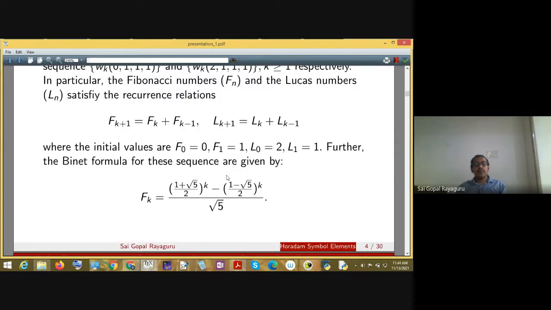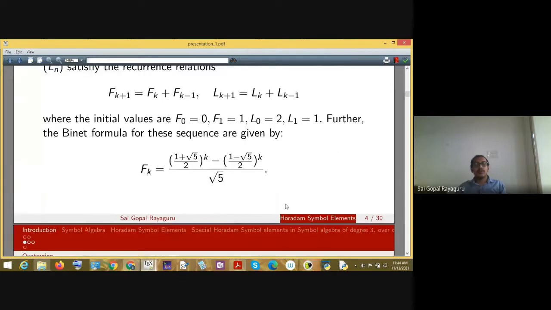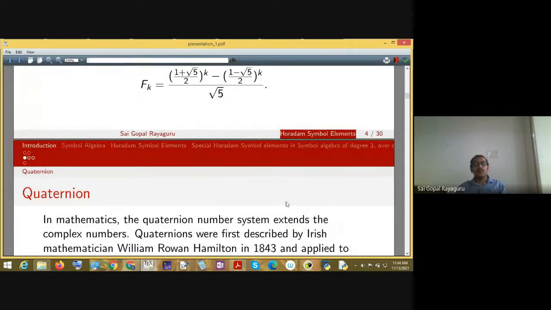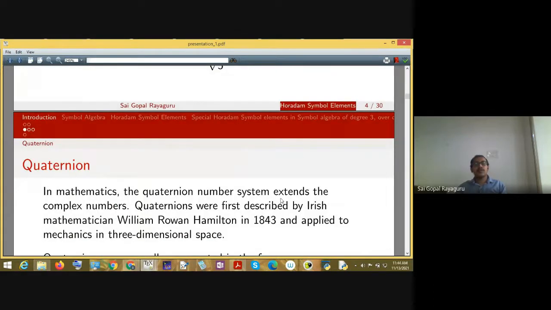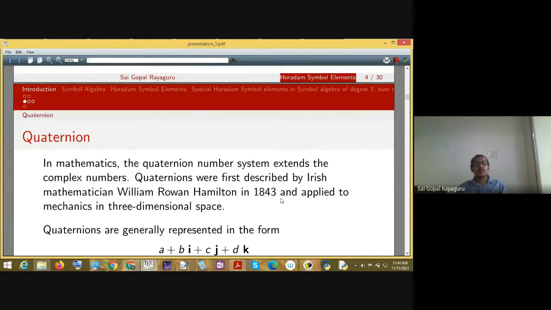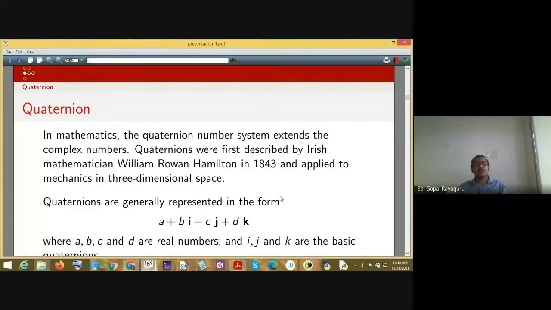So we can have the Binet formula like this. And for the Lucas numbers L(k), if we write the Binet formula, it will look like L(k) equal to ((1 plus root 5) upon 2) raised to the power k plus ((1 minus root 5) upon 2) raised to the power k. So this is a slight introduction to Fibonacci and Lucas numbers, because basically I am going to use the Horadam numbers in the symbol elements.